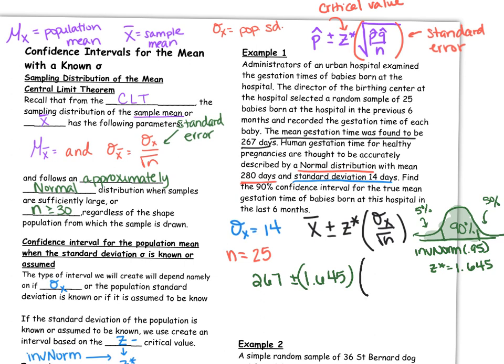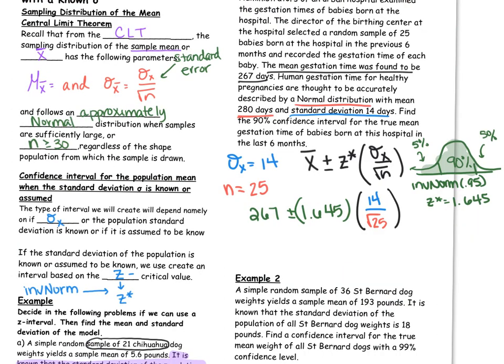How do I find the standard error? 14 divided by square root of 25. What's the square root of 25? 5. So this will just be 14 divided by 5, which is 2.8, times 1.645. So the margin of error here is what? 4.607. Thank you.